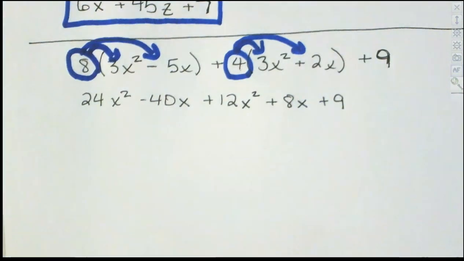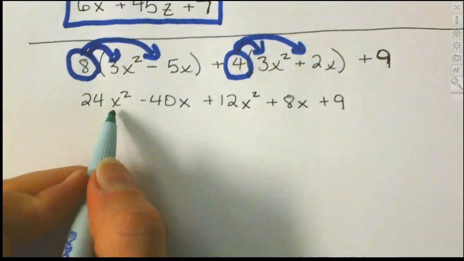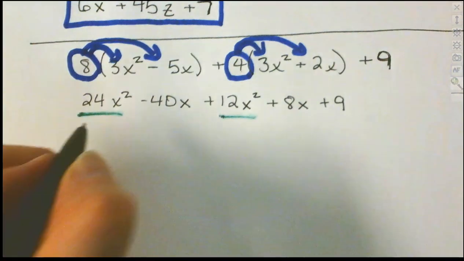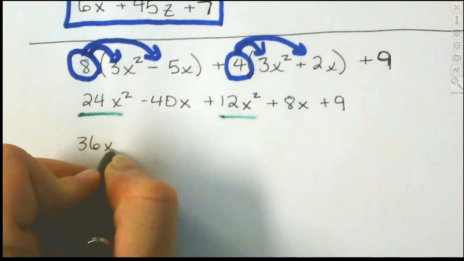So we used our distributive property. Now we need to combine like terms together. They have to be identical to be like terms. So these are going to go first. They're x squareds, so let's go ahead and add them together first. I've got 24 and 12. Those add together to make a 36x squared.